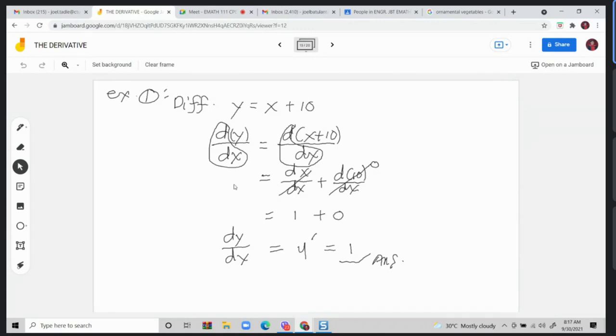Then applying the derivative of a sum formula, we need to distribute the derivative symbol to the parentheses. So we have dx over dx, then plus derivative of 10, a constant, with respect to x. Then we have formula number 1, derivative of a constant is 0. So this is 0. Then dx over dx is 1. So our answer is equal to 1. That is our first derivative, dy over dx, or equal to y prime.